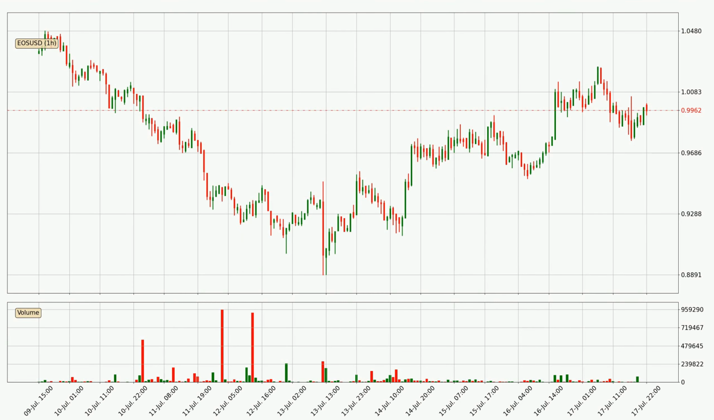Looking at the EOS hourly time frame, the price moved only slightly to the downside with around 1.3% in the last 24 hours, with a current price of 99.6 cents.